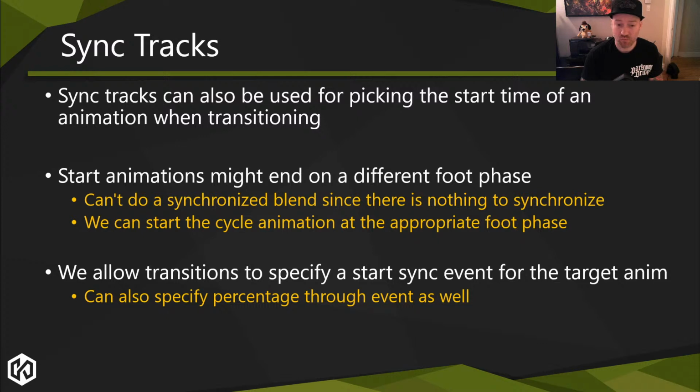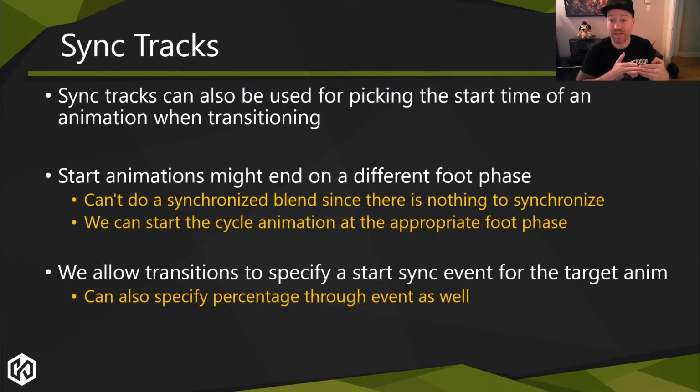A very good example of where this is useful is start to cycles. So when we blend from a start animation, we basically are idle, we play a start, and then we end at a pose that matches the cycle. Depending where we blend out of that pose, we want to blend into the cycle at that specific point. But it's not a synchronized blend because there's nothing to synchronize. The two animations can't be synchronized together because the one is a cycle, the one is not.